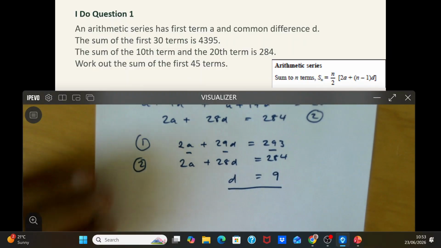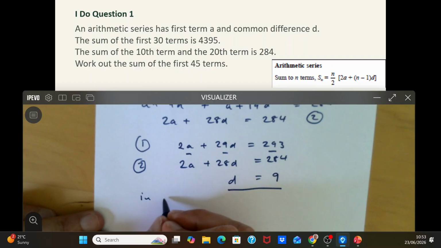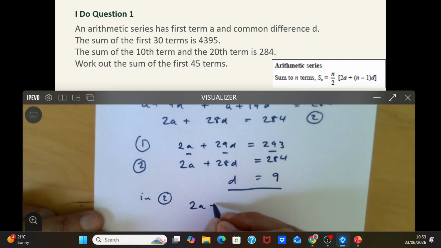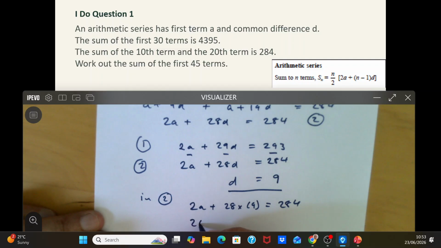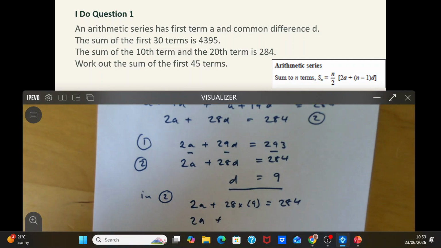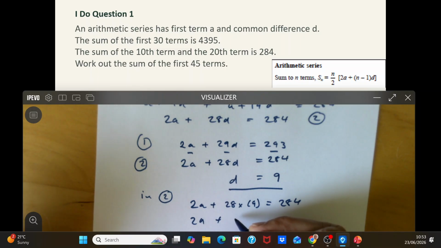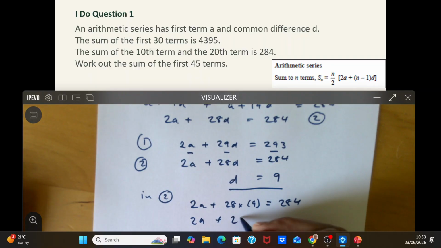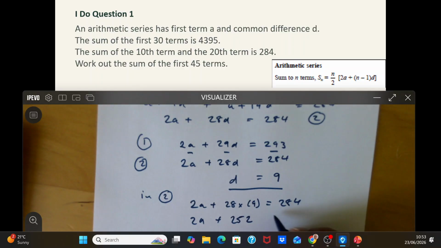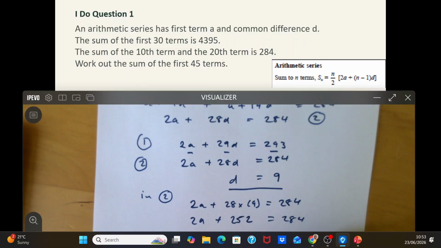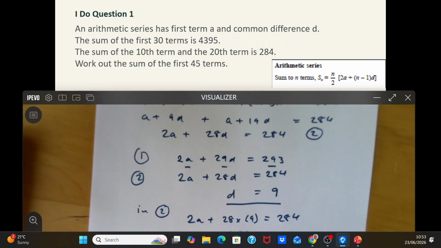So using the common difference in equation 2, I have 2A plus 28 times 9 equals 284. So 2A plus 252, using my calculator, equals 284. So 2A equals 32. So A equals 16.